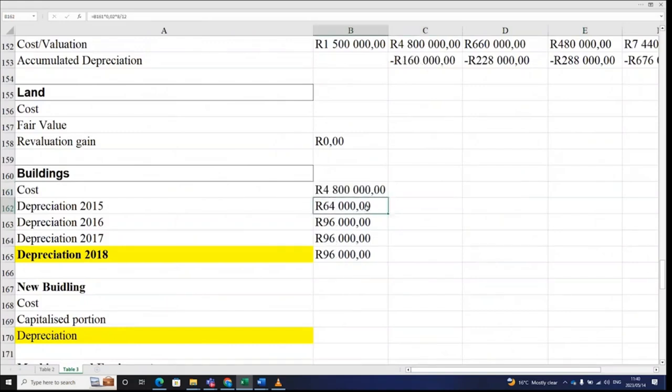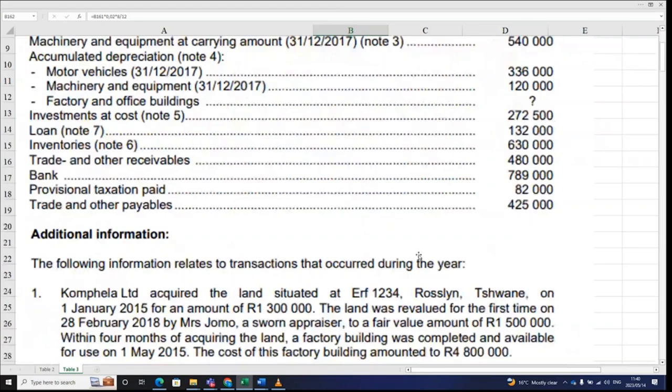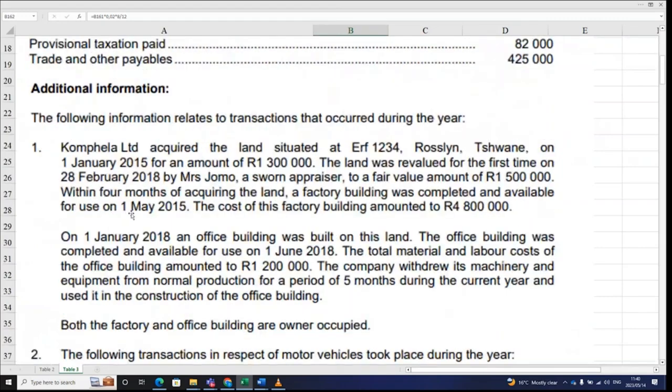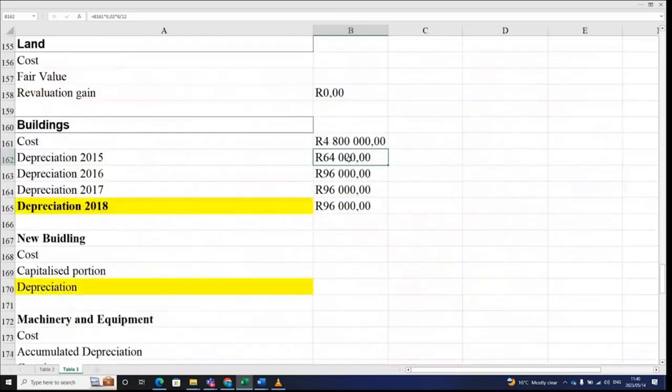With the depreciation for the 2015 year when it was purchased, it depreciated for 8 months. They completed it, or started to use it, like they say in the question, from 1 May 2015. So May to December 2015, the depreciation was 64,000. Then the depreciation for 2016 took the cost multiplied by the 2% for the whole year, and the depreciation for 2017 is 96,000 as well. For the current year, this building was not disposed of, so that comes up to 96,000 Rand.